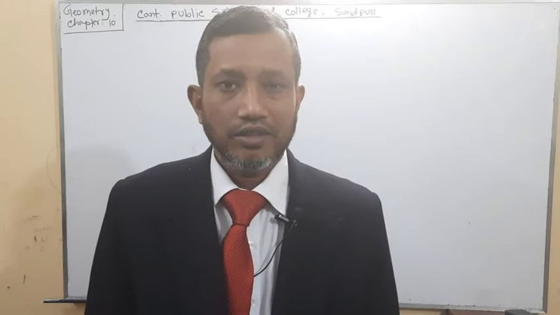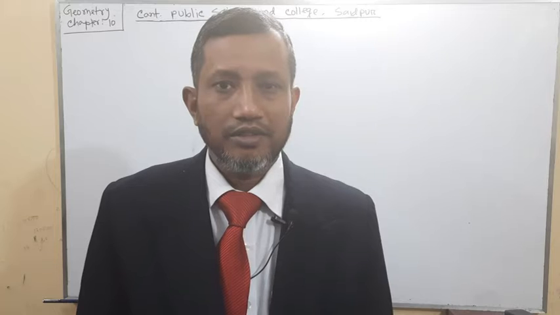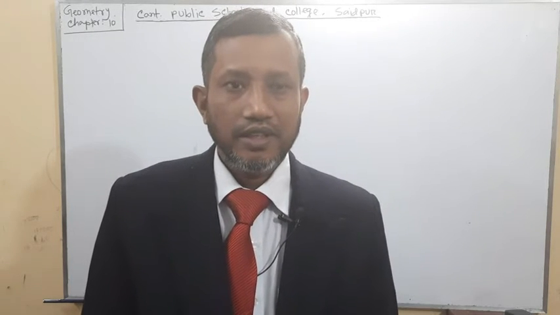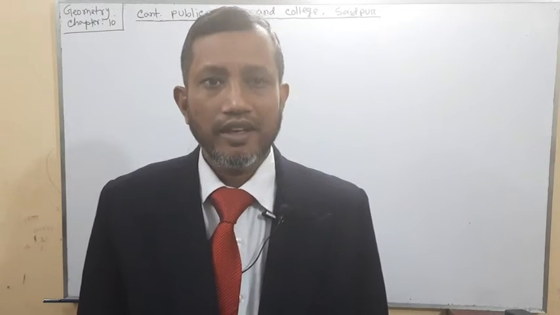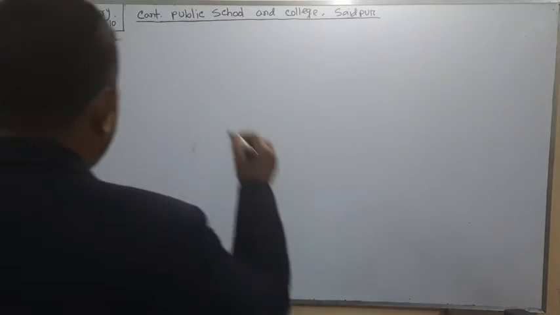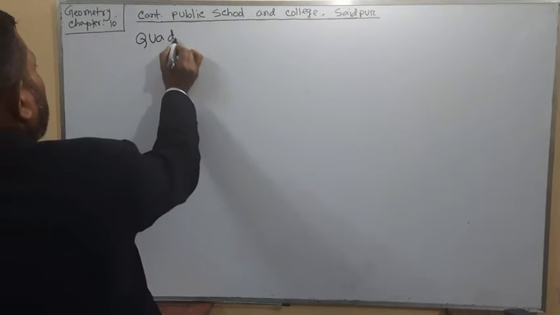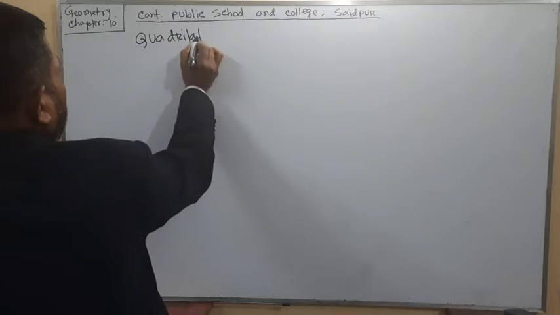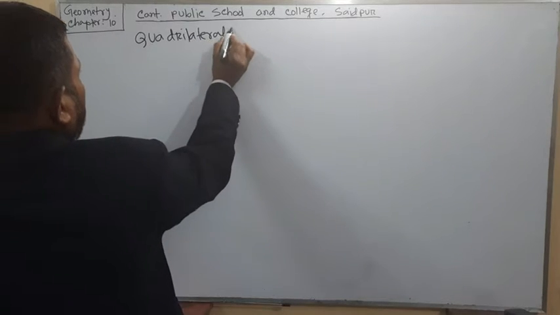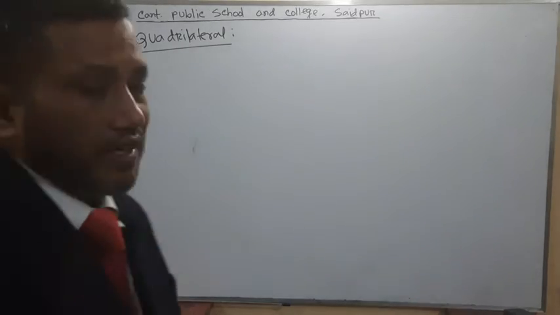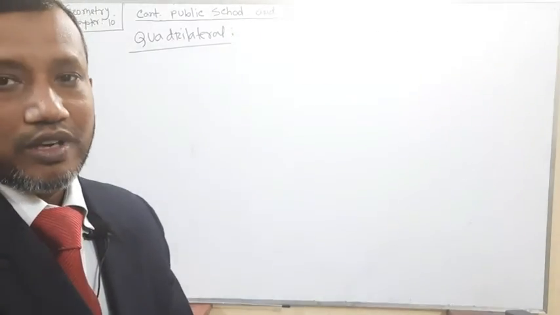Dear learner, today I will discuss geometry, chapter 10. First, I will discuss quadrilateral. A quadrilateral is a figure bounded by four line segments.